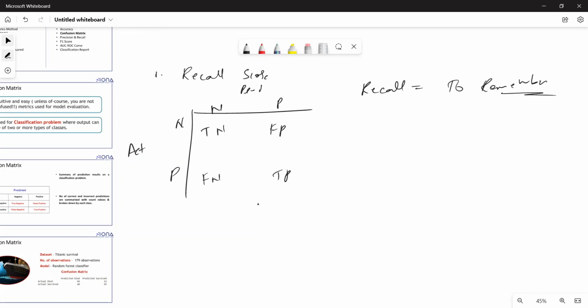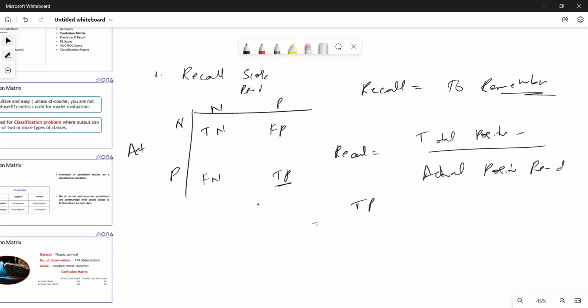remember. So what recall score gives is total positive predictions divided by actual positive predictions. That is, the positive prediction is the true positive. True positive divided by actual positive. Actual positive will be the sum of these two, so true positive plus false negative.